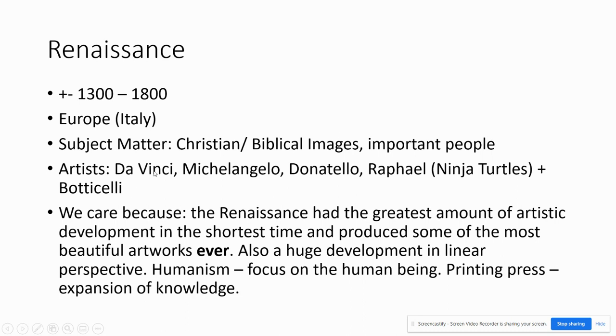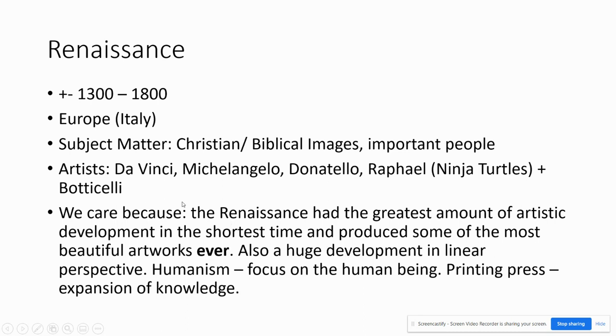Our artists are Leonardo da Vinci, Michelangelo, Donatello, and Raphael. The way that I remember this is the Ninja Turtles, which might go over your heads, but if you do know the Ninja Turtles, it's Leonardo, Michelangelo, Donatello, and Raphael. And then we also have Botticelli, and he is our outlier and does not form part of the Ninja Turtles because he's one of the few Renaissance artists that didn't paint too much Christian imagery, and the painting that we'll look at by him is actually from the Roman mythology, which is quite interesting. So we've got our Ninja Turtles and then Botticelli, who's our outlier.